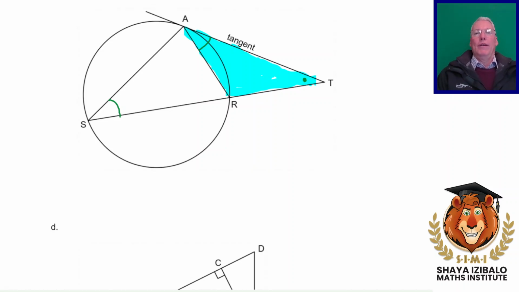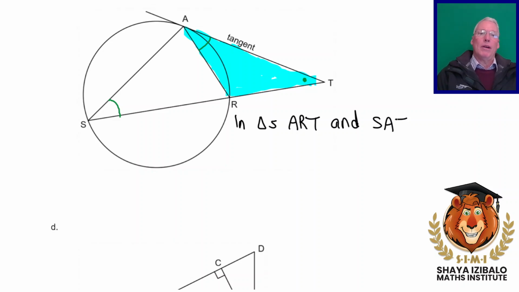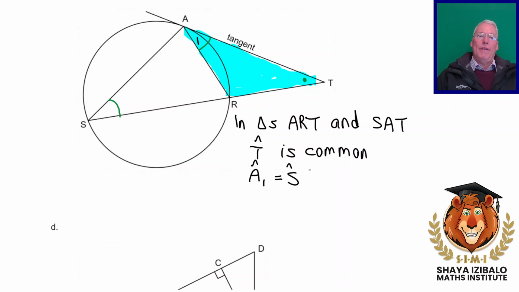Let's write all of that down. Okay, so it's quite helpful if we start off by saying which triangles we're talking about. In triangles ART, A-R-T, that's the blue one, and the big one, which we'll call SAT, at the moment we're not worried about the order. Okay. What we know is that angle T is common. We also know that angle A1, and I'm going to call it A1, is equal to angle S. And the reason for that is tan chord.